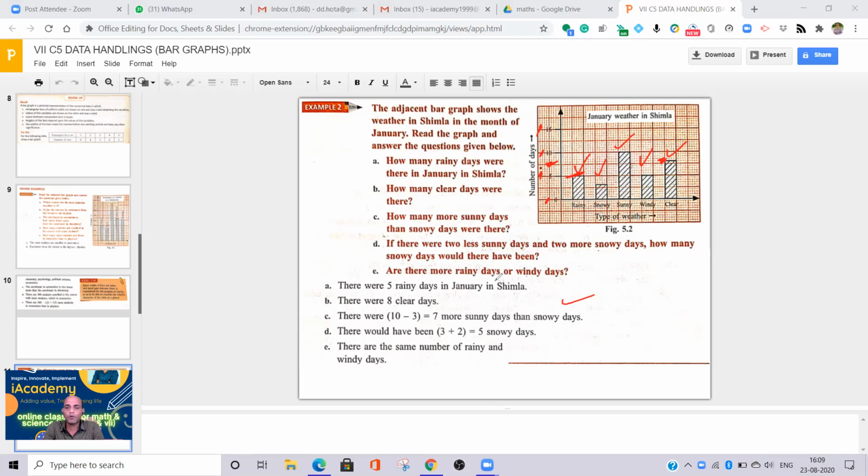Are there more rainy days or windy days? Rainy and windy. We will go for windy days, and there are sunny days.